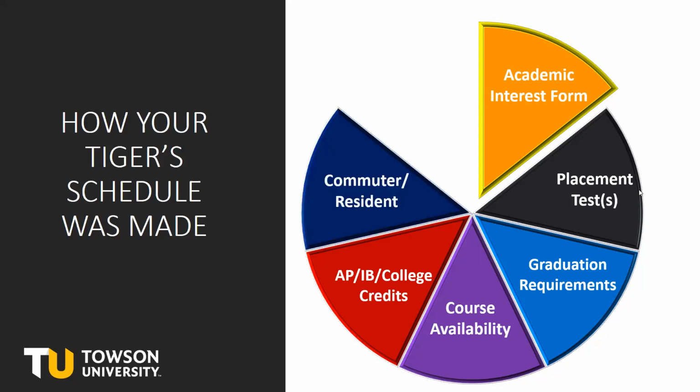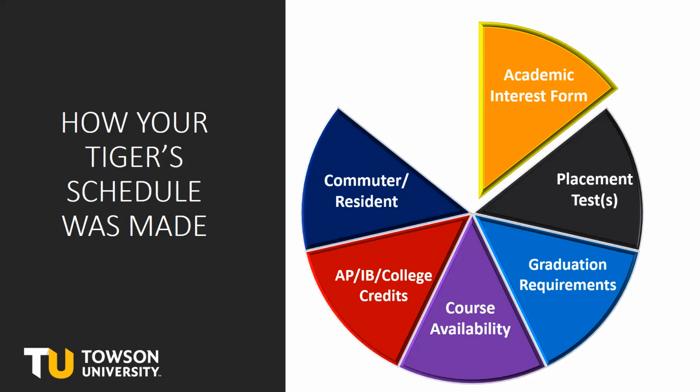We're also going to consider whether or not the student is a commuting student or a resident student. Obviously, if the student is living on campus, they have significantly more flexibility when it comes to course times than a commuting student. So with a commuting student, we are going to work to try to condense those classes as much as possible to make the travel both to and from campus much easier for that student.